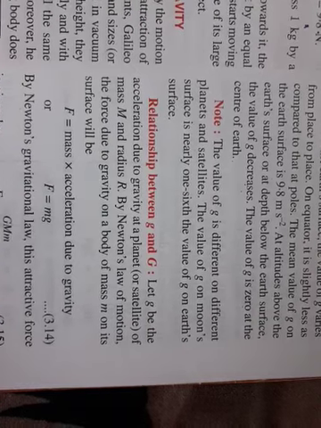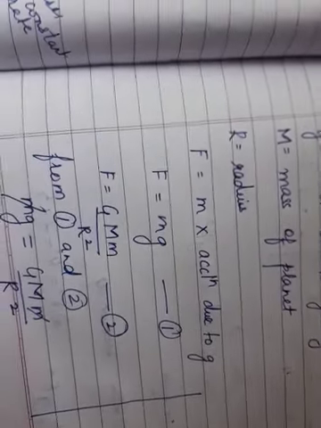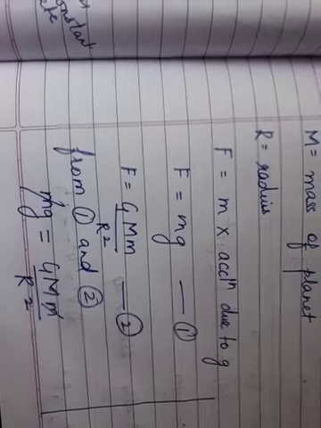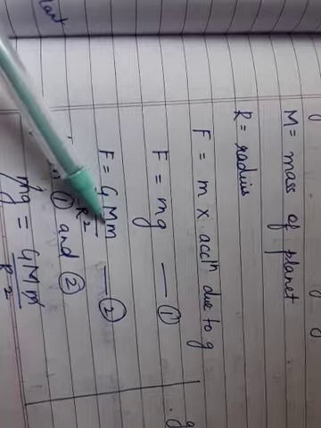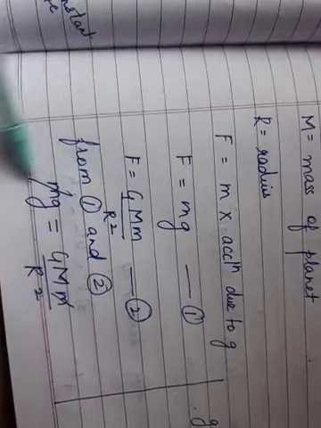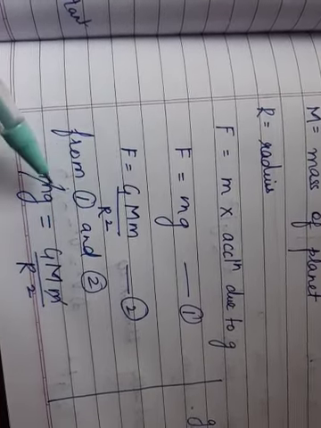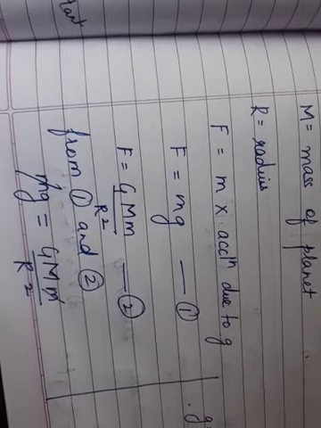By Newton's law of motion, the force due to gravity is given as F equals mg. F is ma, where a is the acceleration due to gravity, so F equals mg. Then by Newton's law of gravitation, F equals G M m upon r square, right? Now from equations 1 and 2, mg equals G M m upon r square. Cancel the small m. So what is the value of g now? The value of g is G M upon r square. So this is the value of g, which is acceleration due to gravity.